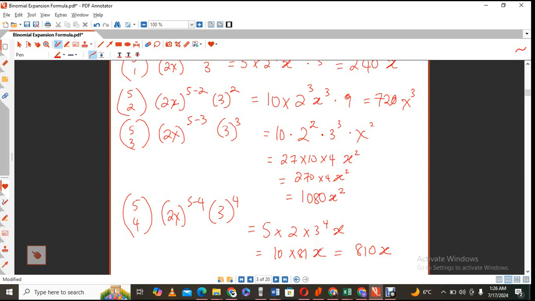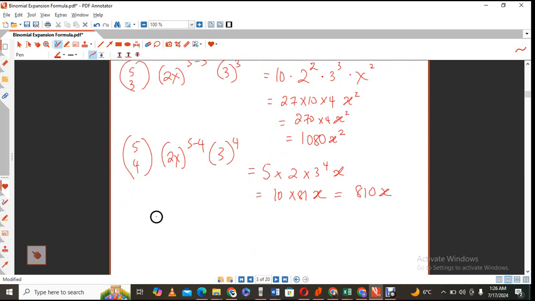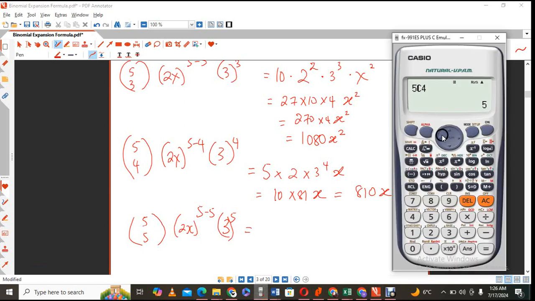Okay, so what is going to be the last one? Because it's finite, it's ending. 5 choose 5. Remember, this has to be 1. Then 2x is nothing but 5 minus 5, and then my b value, which is 3, gets that 5 over there. Okay, so again, 5 choose 5, like we said before. If you have some scenario like that, 5 choose 5 is equal to 1.